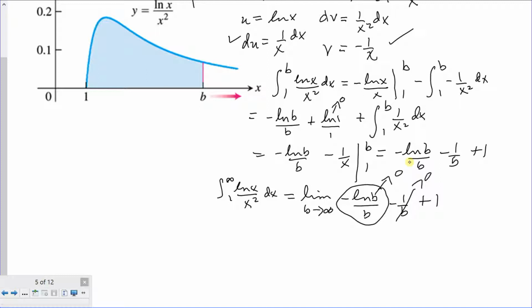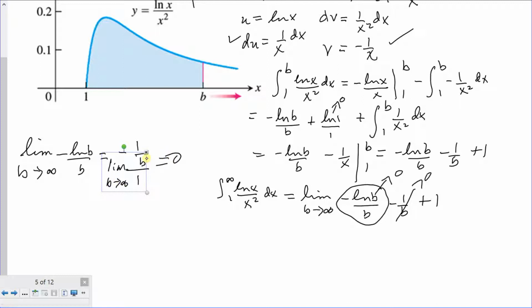because you remember the limit of minus ln of b over b as b approaches infinity. Both numerator and denominator are approaching infinity, so we apply L'Hopital's rule and take the derivative of the numerator, which is minus 1 over b, and the derivative of the denominator, which is 1, and take the limit of that as b approaches infinity, and that is 0. So now we have that the integral from 1 to infinity of ln of x over x squared dx is a convergent improper integral whose value is 1.